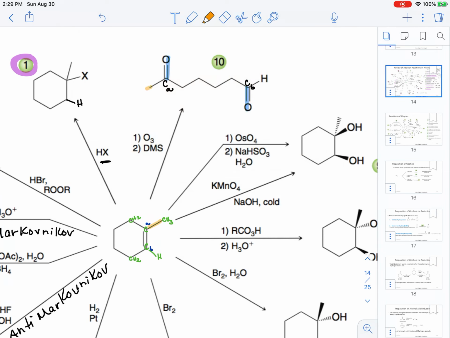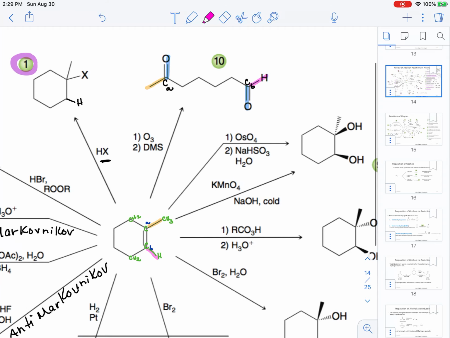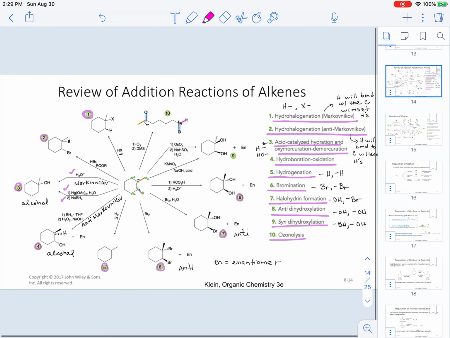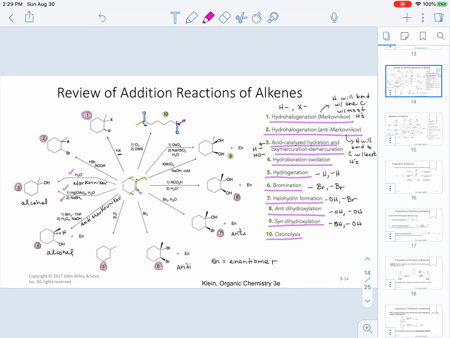This is this bond. This is this bond. And these are the reactions of alkenes.